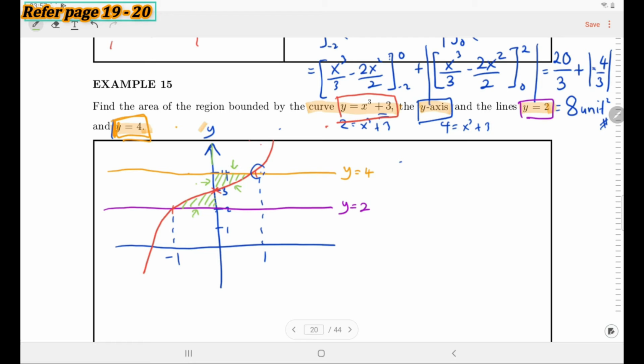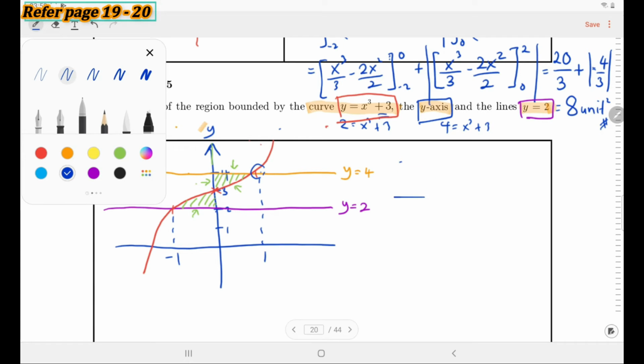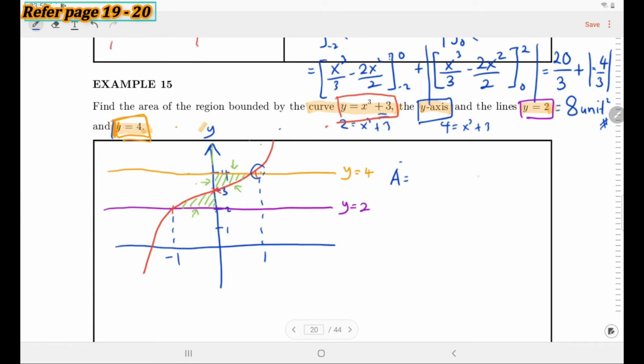If you want to get clearer info, see your tutorial lecturer and discuss with them. Now straight away, we want to find the area. So the area A equals, the limit is from 2 to 4, but there are 2 regions here, so we choose the lower limit first. The lowest is from 2 up to 3, of the function.